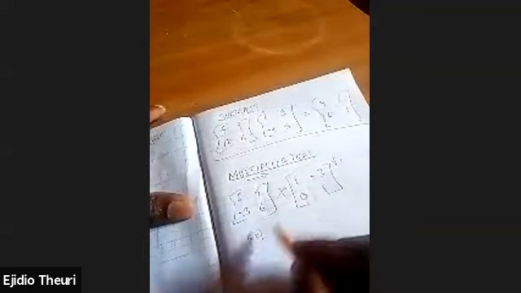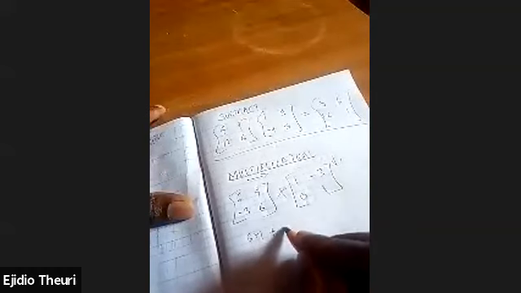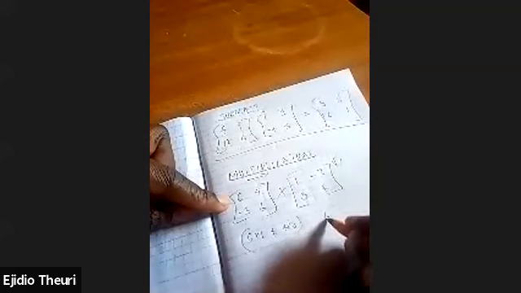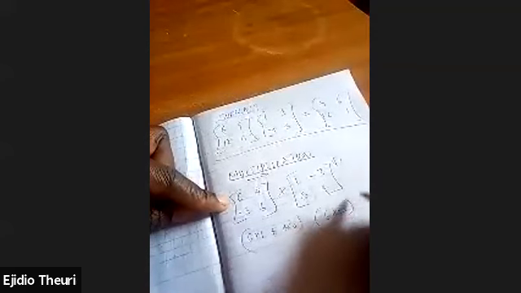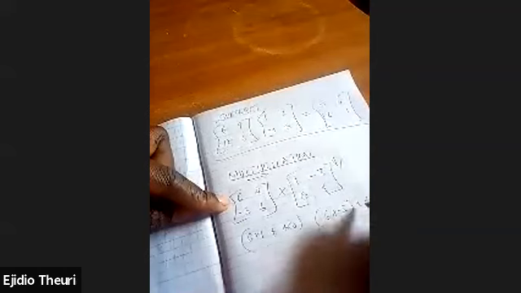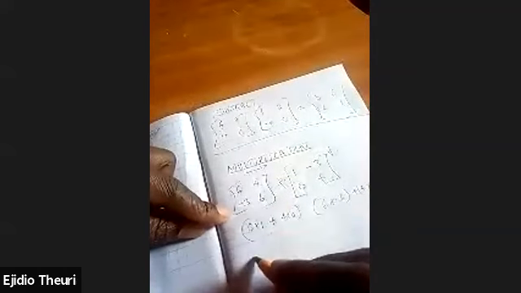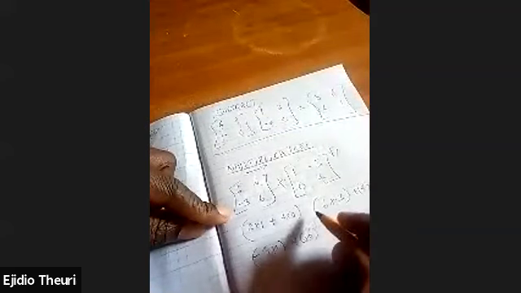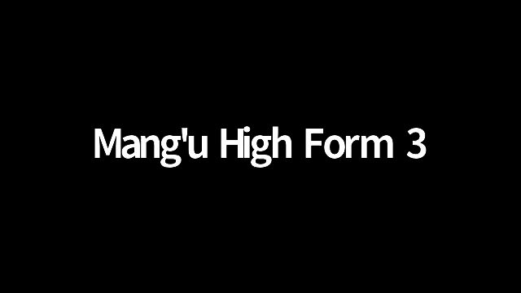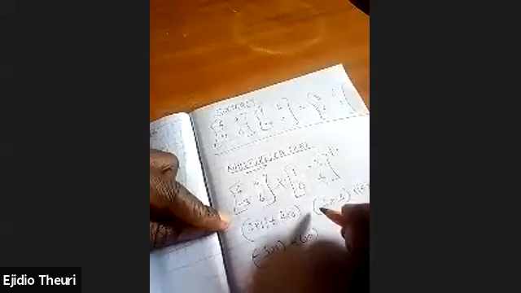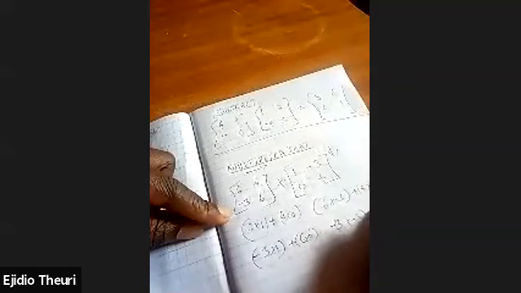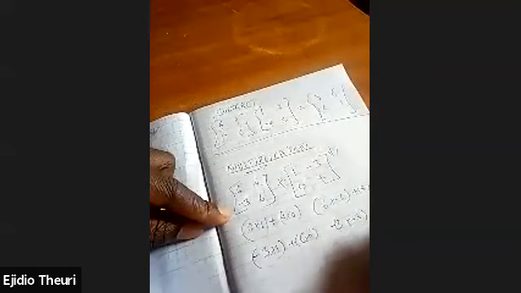So 6 times 1 plus 4 times 0. Then we take the other number, again 6 times negative 3 plus 4 times 4. Down here we have negative 3 times 1 plus 6 times 0. Then we have negative 3 times negative 3 plus 6 times 4, like that.